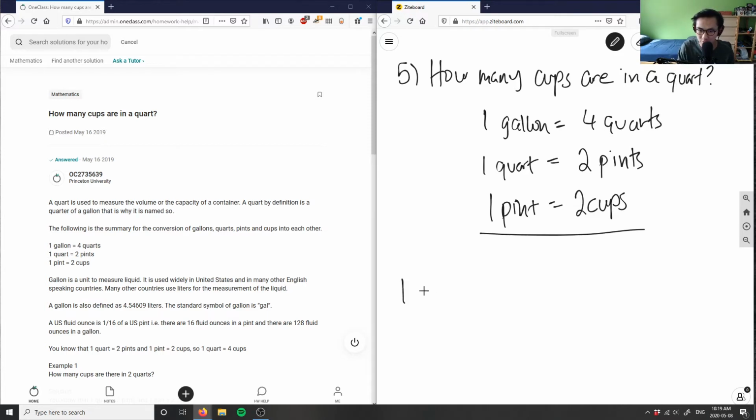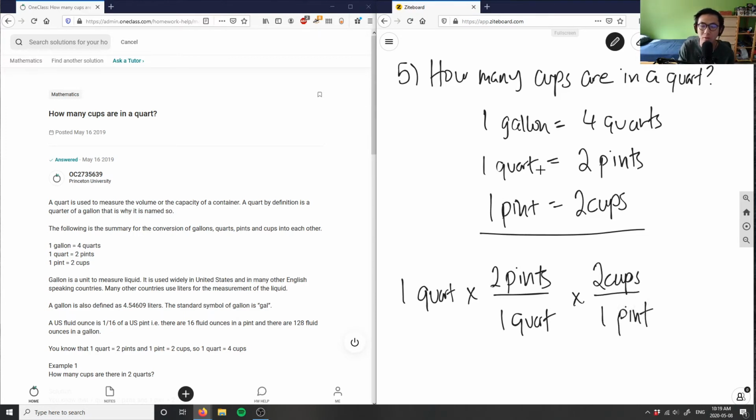So I have 1 quart here, which equals, I know 1 quart equals 2 pints, right? So I'm going to multiply that by 2 pints in my 1 quart, as given in this table here. I have 1 quart, I have 2 pints in a quart. And then I'm going to multiply that again by, how many pints do I have in a quart? Or sorry, how many cups do I have in a pint? Well, I know that 1 pint here equals 2 cups.